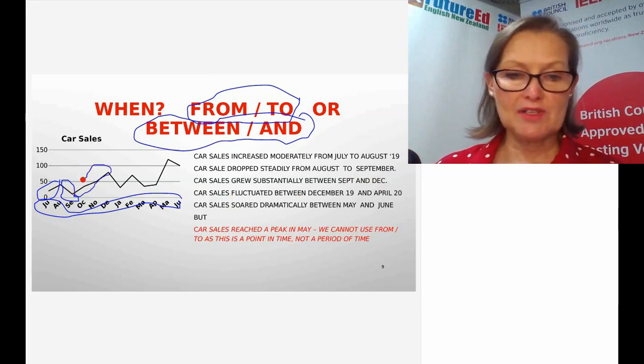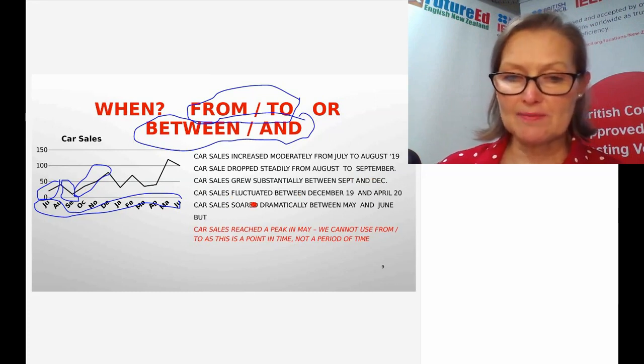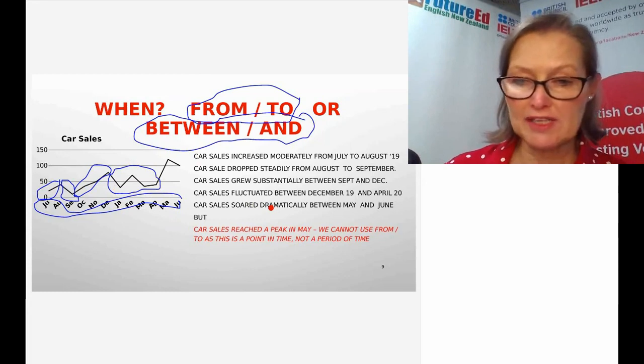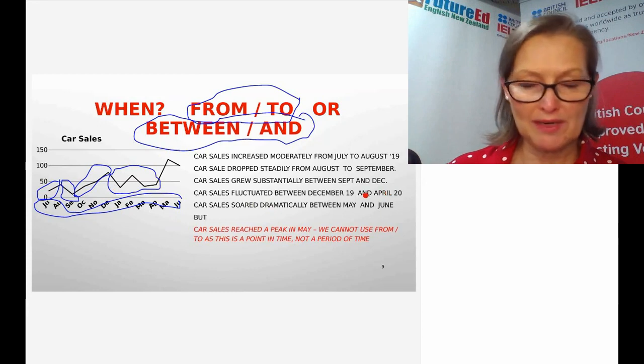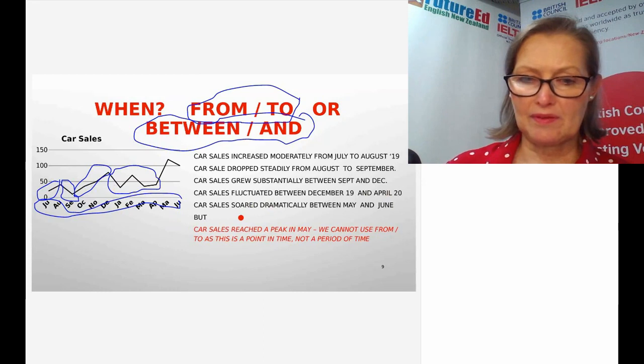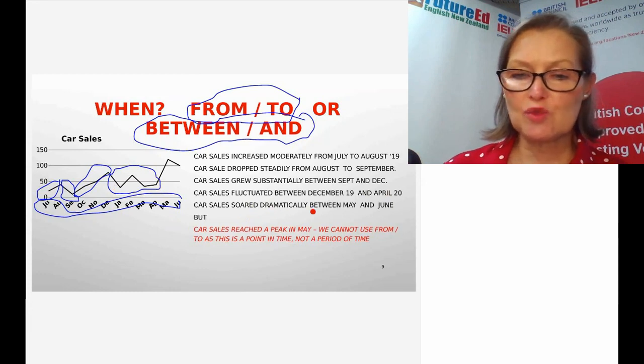So there they are. My sales are growing substantially over that period of time. And then after that, car sales fluctuated between December and April. So what I've done this time is I've grouped that area where it goes up and down, and I've referred to it as fluctuating between December 19 and April 20. And finally, car sales soared dramatically between May and June.